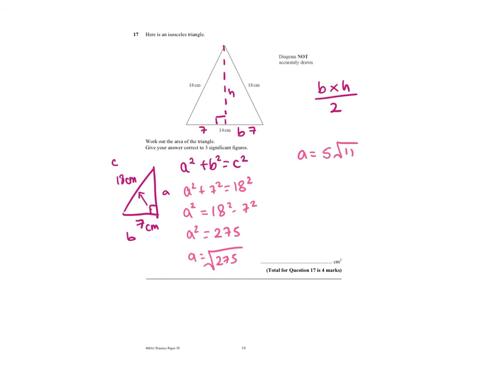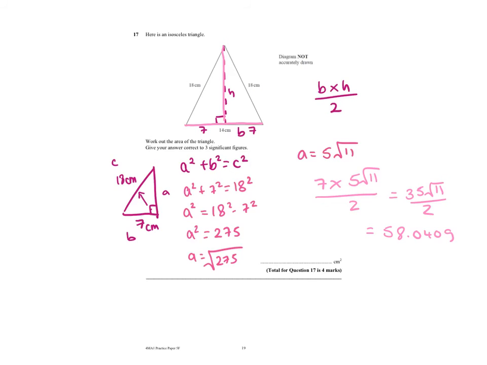We can now work out the area of a triangle. So our base is the whole base, which is 7, times our height, which we just worked out, is 5 root 11, divided by 2. So times 7 divided by 2. Our answer is 35 root 11 over 2. Now, if I press S-D on my calculator, I get 58.0409. Give your answer correct to 3 significant figures.